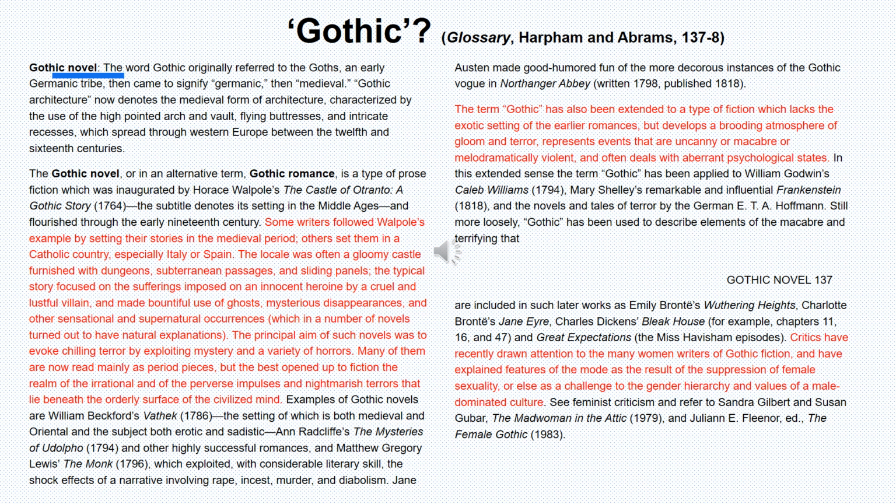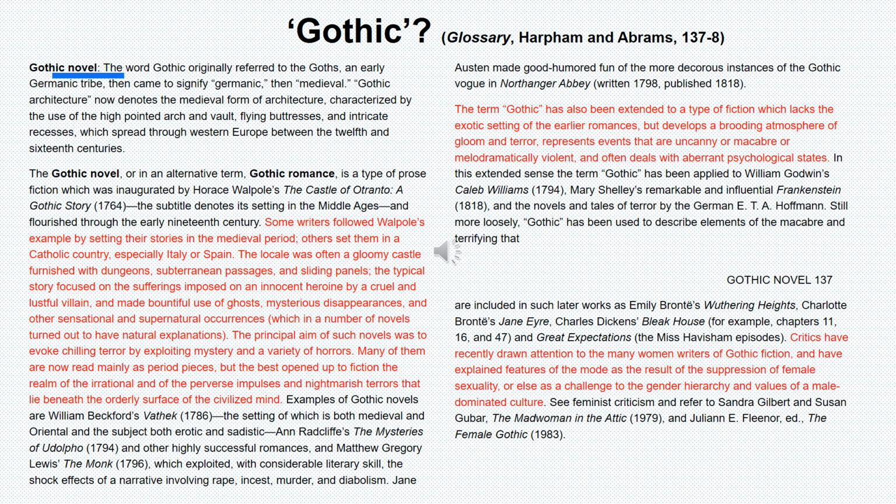Some writers followed Walpole's example by setting their stories in the medieval period. Others set them in a Catholic country, especially Italy or Spain. The locale was often a gloomy castle furnished with dungeons, subterranean passages, and sliding panels. This is all the stuff that we're very used to when we think of this term, the Gothic. The typical story focused on the sufferings imposed on an innocent heroine by a cruel and lustful villain, and made bountiful use of ghosts, mysterious disappearances, and other sensational and supernatural occurrences, which in a number of novels turned out to have natural explanations.